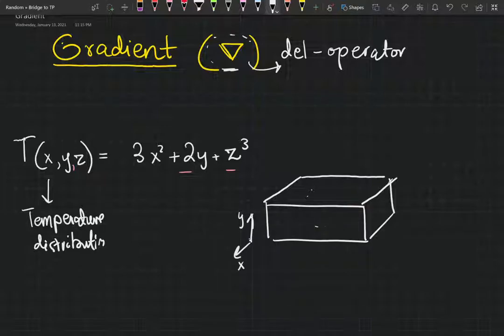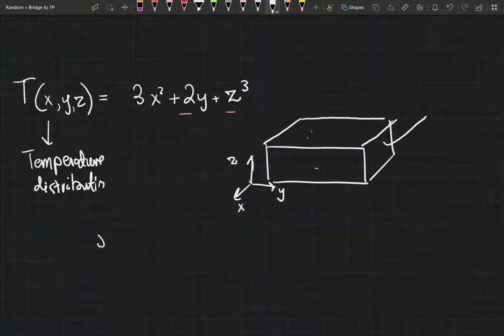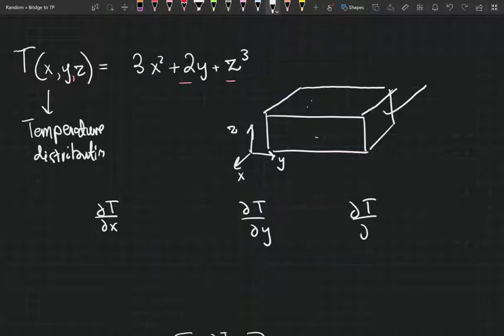That's going to be the z-axis. It shows how the temperature varies inside this slab. This equation models the temperature profile in this slab. Now, I need my partial derivative with respect to x, my partial derivative with respect to y, and my partial derivative with respect to z.